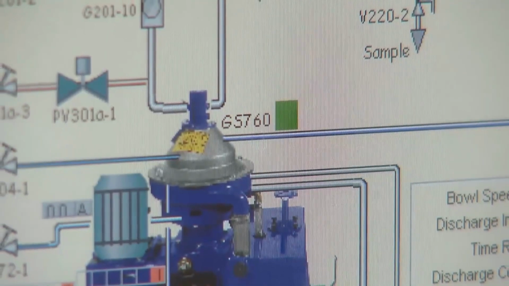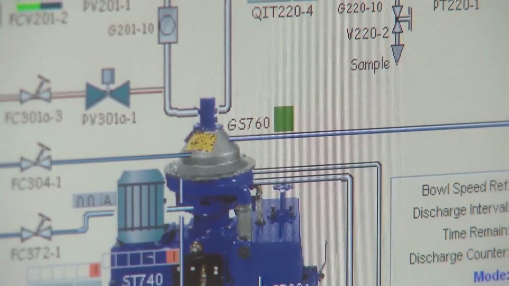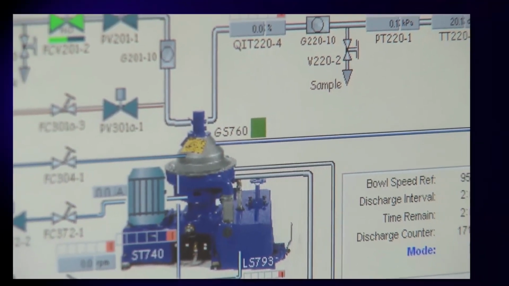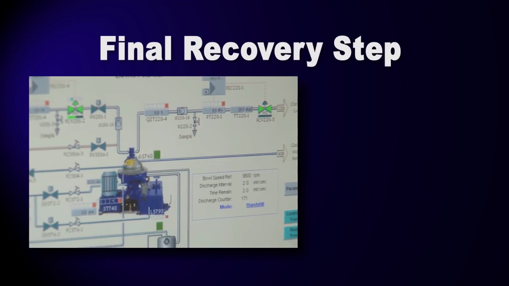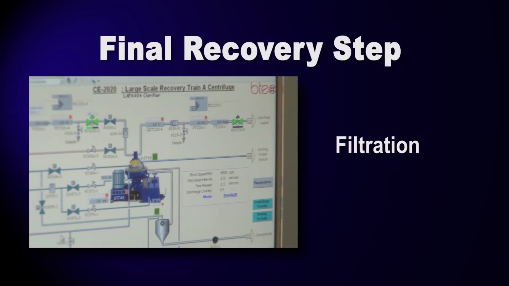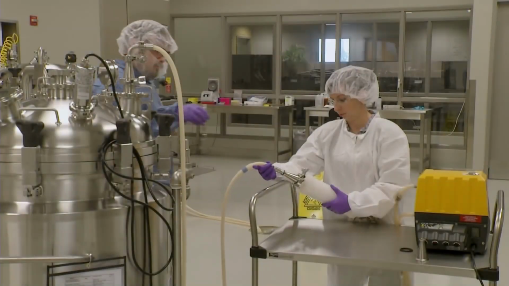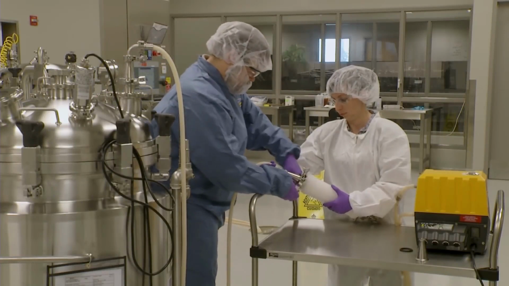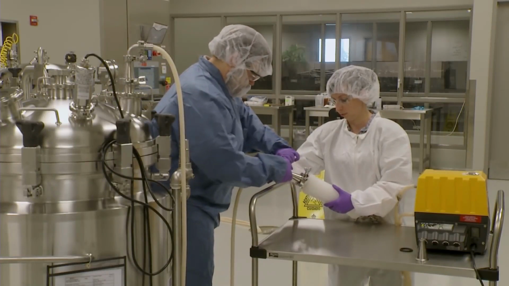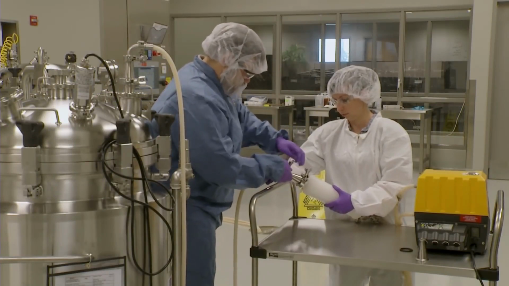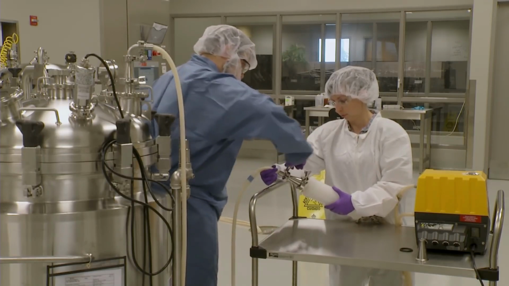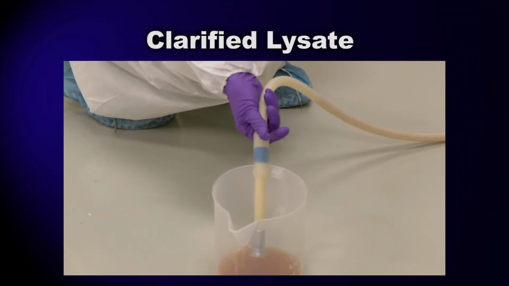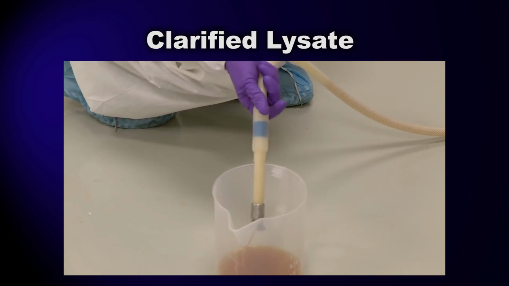Although the centrifuge has removed almost all of the cell debris, some small particles still remain. We'll remove those with our final recovery process step, filtration. The centrifuge lysate is pumped through a 0.22 micron filter. This filter is fine enough that it removes virtually all of the remaining solid materials. At this point, the process stream is referred to as clarified lysate.